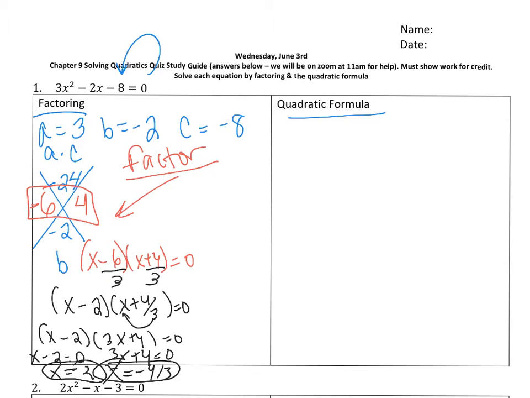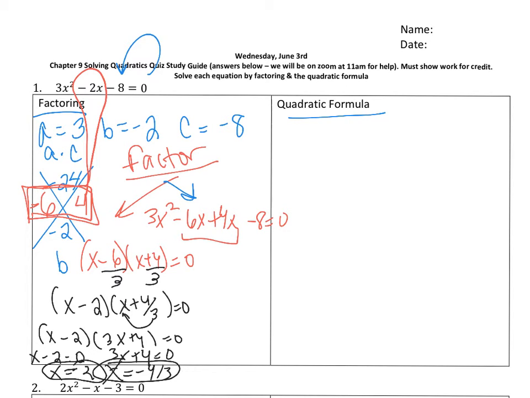Now I'm going to do it another way. I'm going to factor by grouping. So either way of factoring is fine, whatever you prefer. So let's do grouping. Once you know the factors, -6 and 4, you're going to replace the middle term, -2x, with -6x and 4x. So we have 3x squared minus 6x plus 4x minus 8 equals 0. So notice it's the same problem, I just replaced the middle with -6x plus 4x.